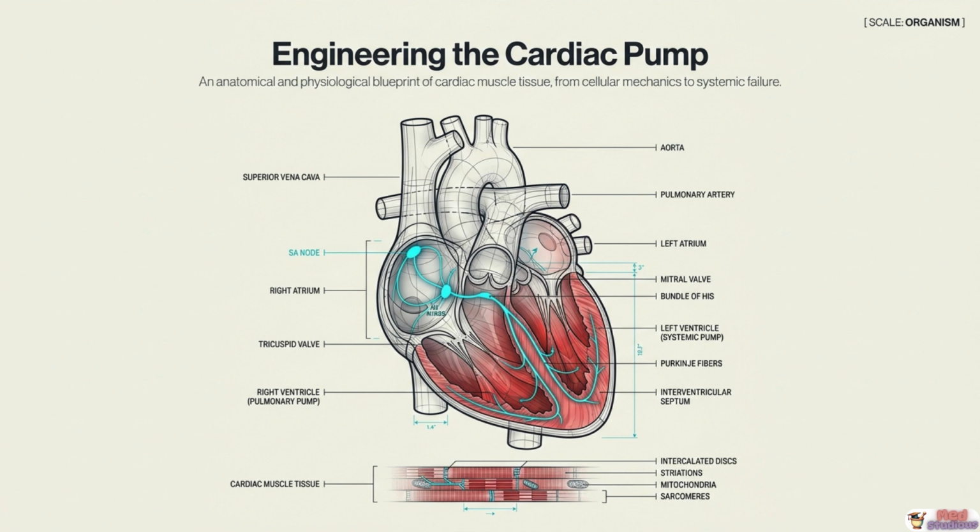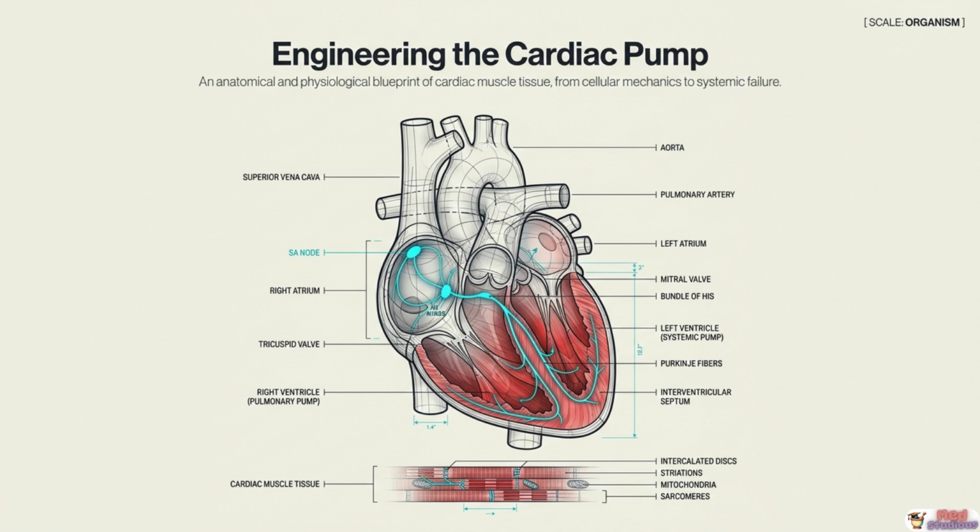vessel. The right side of the heart, driven by the right ventricle, operates as the pulmonary pump, propelling deoxygenated blood through a low-resistance network to the lungs. Concurrently, the left ventricle acts as the high-pressure systemic pump, driving oxygenated blood throughout the entire systemic circulation.